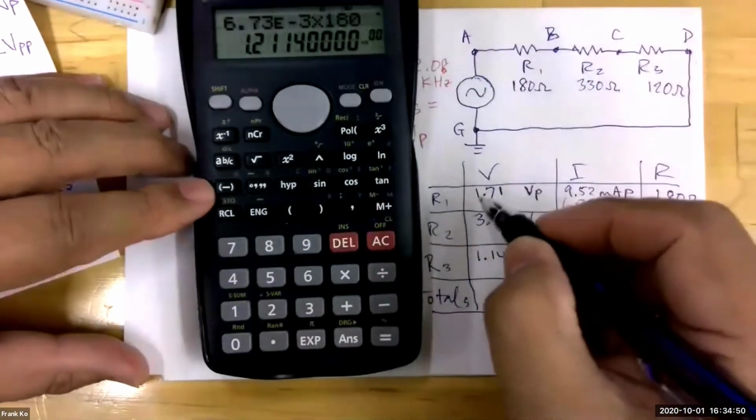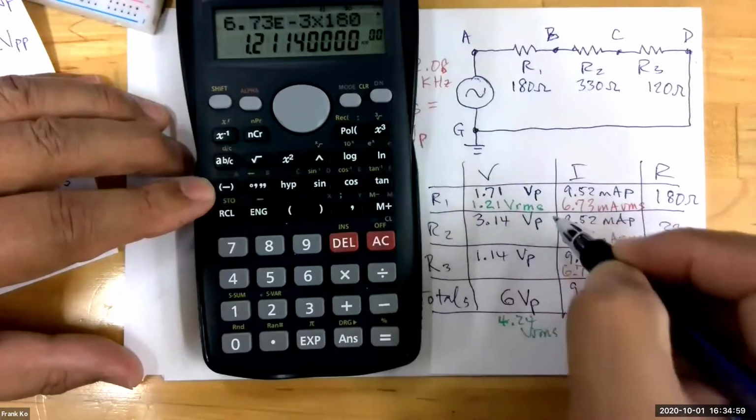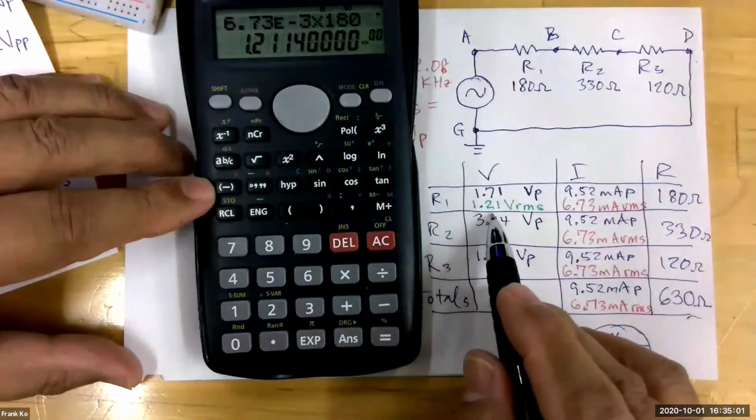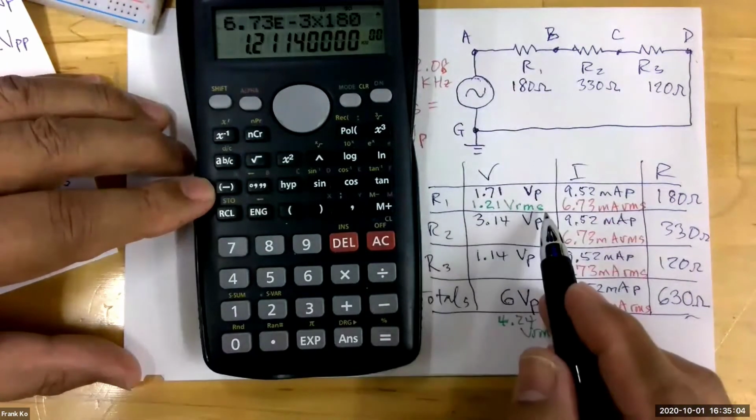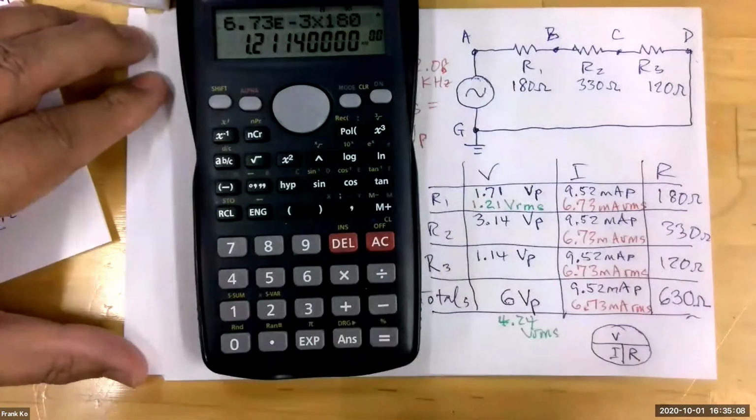And we get what value? 1.21 volts RMS. Okay, and we have to write it all out, just like what you're seeing here. 1.21 VRMS. And notice I'm using a slightly different color. Keep voltages in green, keep my currents in red.